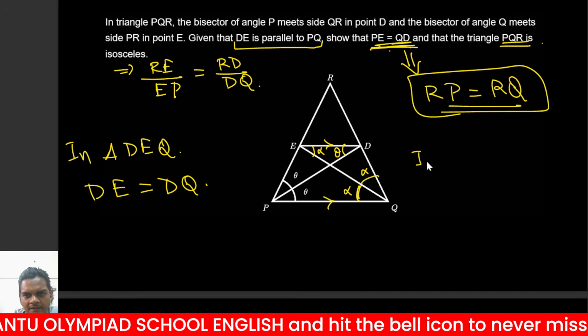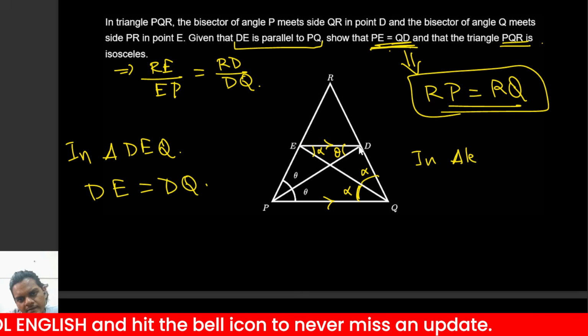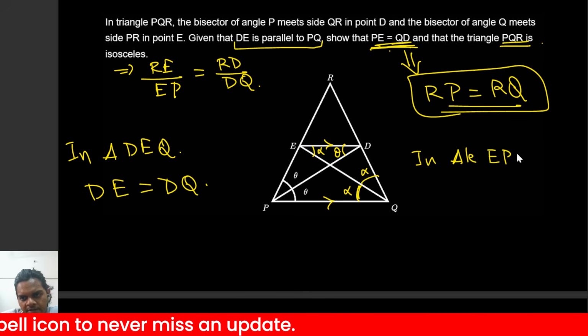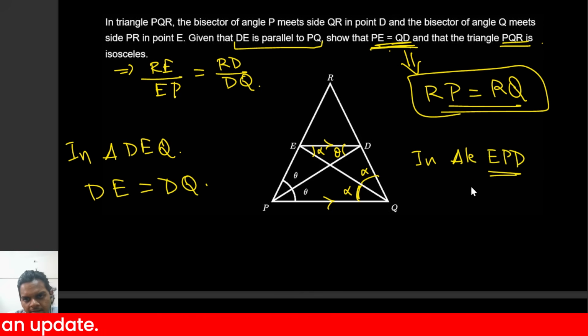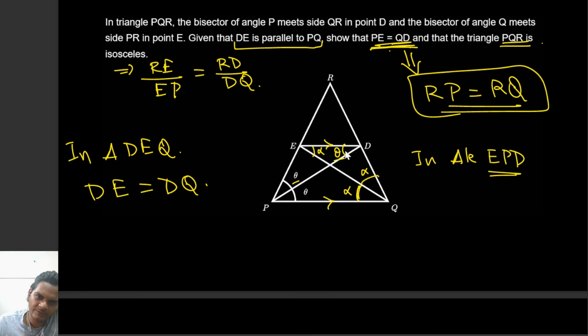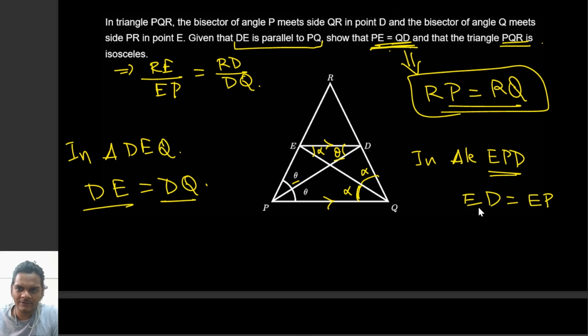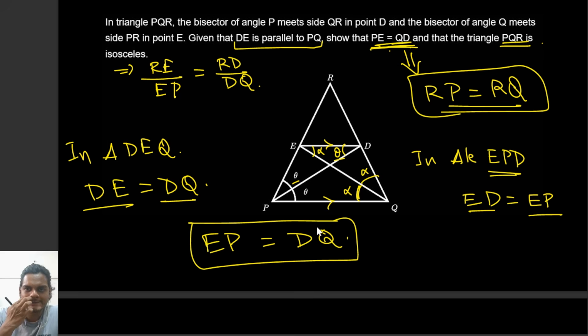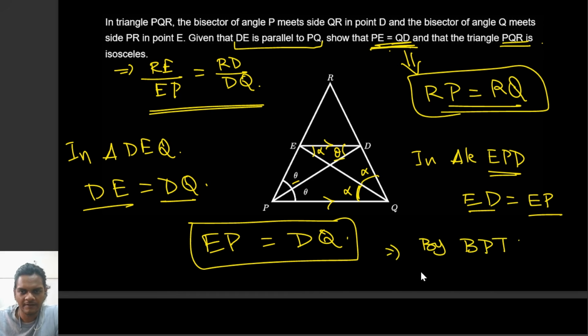And in triangle EPD, again, this is theta, so you have to say that ED is equal to EP. So ED is DQ also, ED is EP also. So EP is equal to DQ. So if this is happening, then we saw that by the basic proportionality theorem, RP has to be equal to RQ.